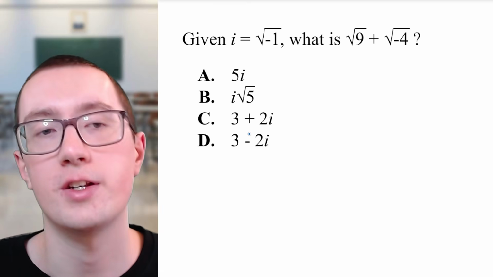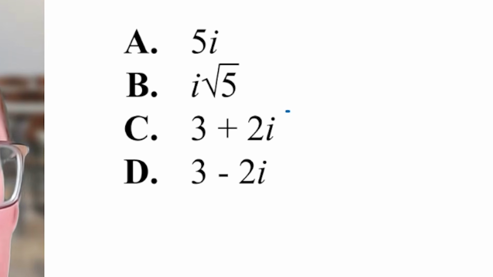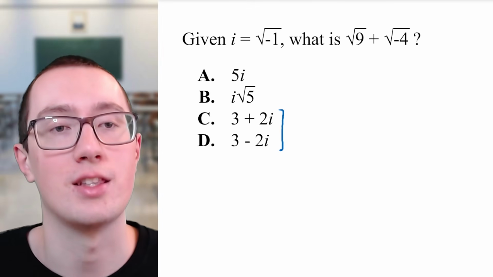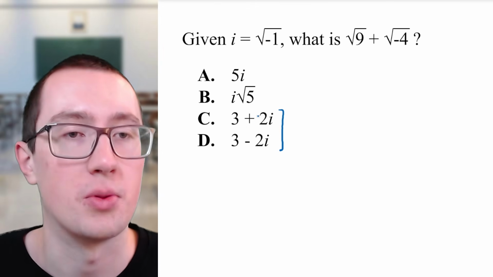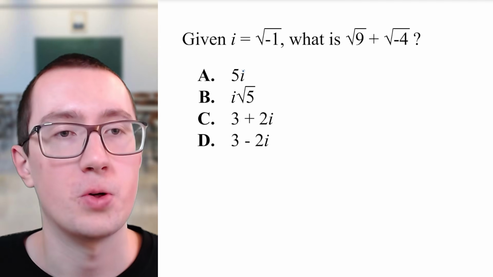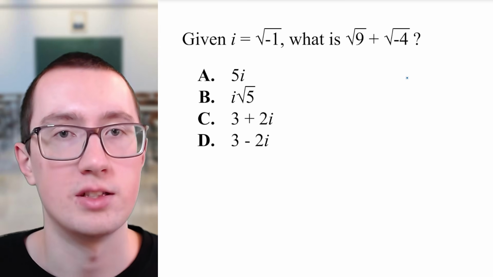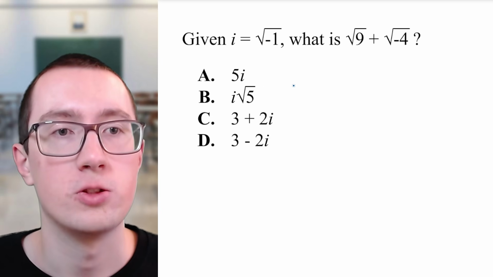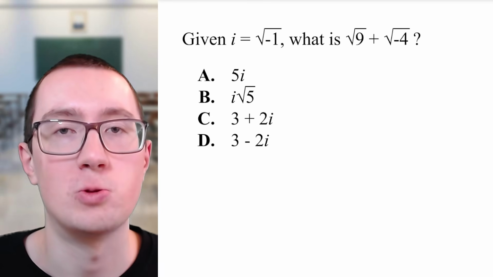So personally, I find it fairly suspicious that we have 3 plus 2i and 3 minus 2i both as answer choices. It kind of suggests that they're going to want us to pick between a plus and a minus. And if we look at this further, over here we have a 5 in both of these. The square root of 9 is 3 and the square root of 4 is 2. So they're trying to bait us into thinking that we're supposed to just add these two square roots together.